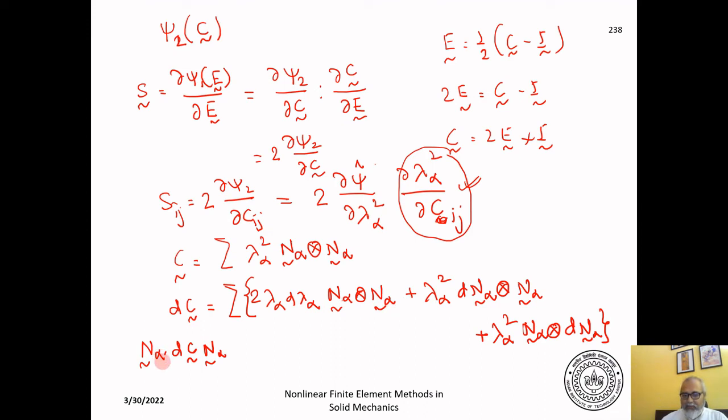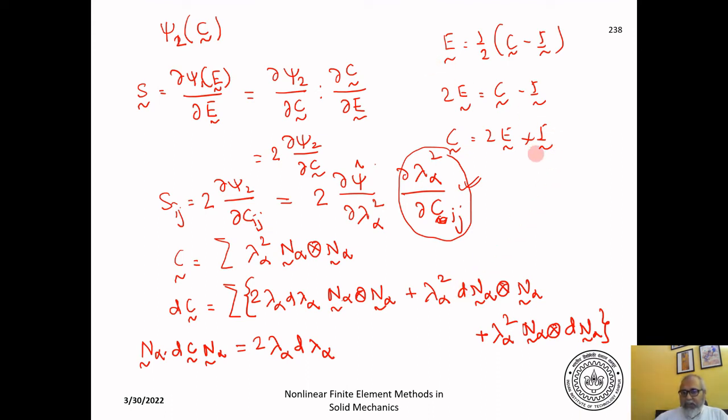Suppose I pre-multiply by n1 and post-multiply by n1. So this one will only return a non-zero value for when n is equal to n1. For this summation, n2 n2 will go to 0, n3 n3 will go to 0. Only n1 n1 will go to 1. And we will be left with 2 lambda alpha d lambda alpha. In case of 1, we will be left with 2 lambda 1 d lambda 1.